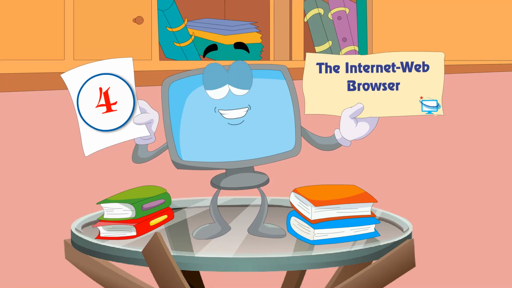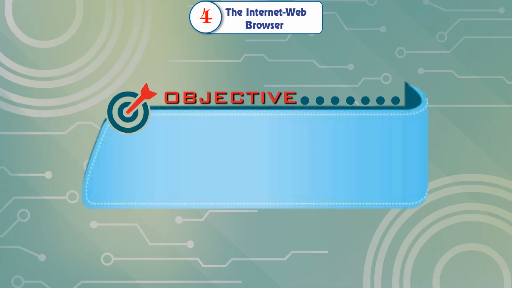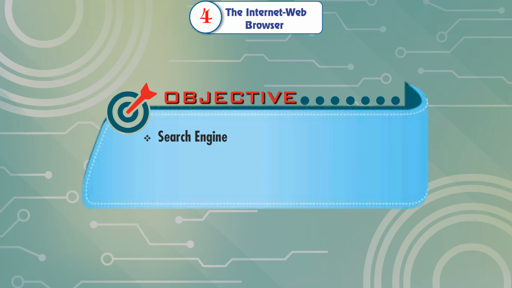Chapter 4. The Internet Web Browser. Objective. Network in terms of Internet. Basic requirement for an Internet connection. Internet terminologies. Search engine. Internet. Using a web browser.